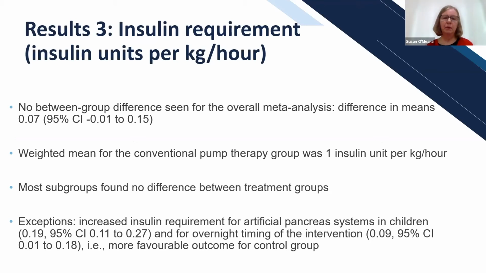Again, it might be helpful to look at the comparator first. The weighted mean for the conventional pump therapy group was 1 insulin unit per kilogram per hour. In the overall analysis, no between group difference was seen. The subgroup analyses were also in line with that, apart from a couple of exceptions. They found that there was an increased insulin requirement for artificial pancreas systems, so in fact a less favourable finding, for children and also for overnight timing of the intervention. But if you look at the average values, for children on average 0.19 of a unit, and for overnight timing 0.09, so those are quite small differences.